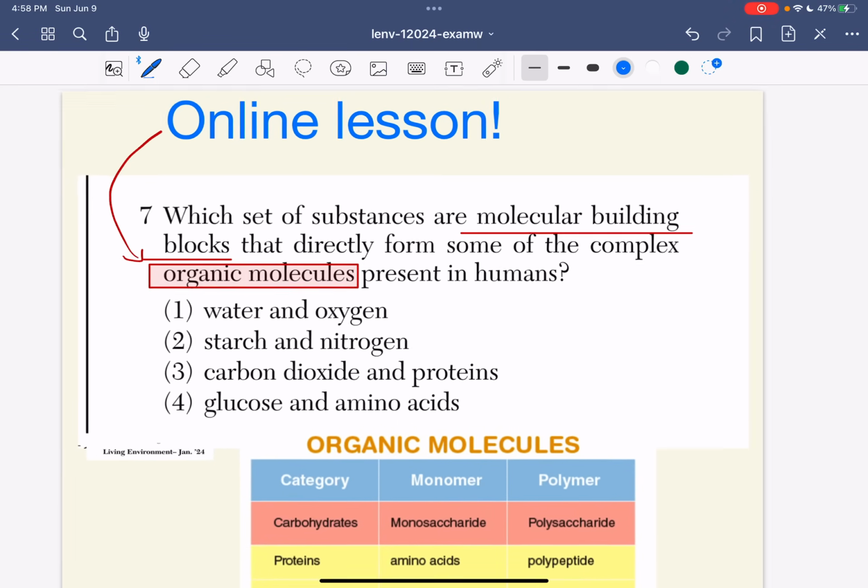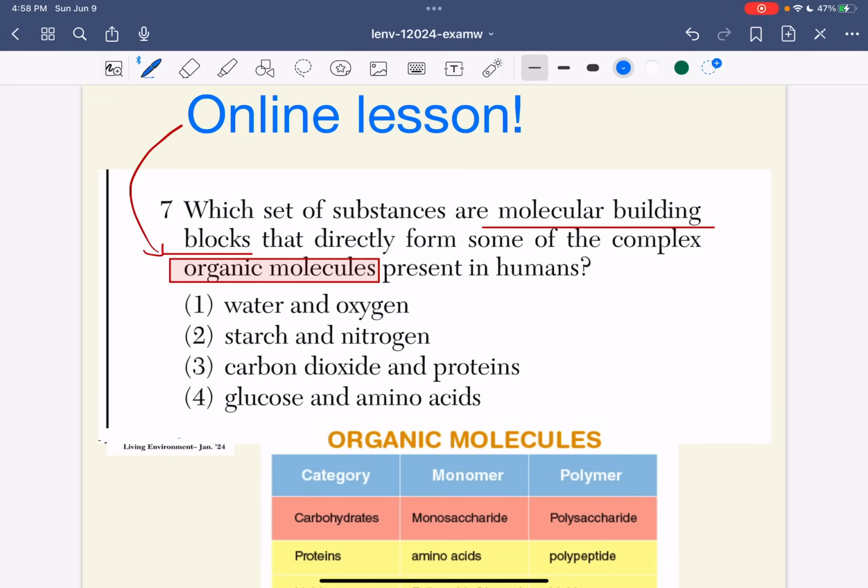Okay, number 7. Number 7 is a higher level question, and this is in my online class. Organic molecules. Organic molecules is an entire chapter in my online class. It is super important for you to go ahead and take that class if you do not understand organic molecules.